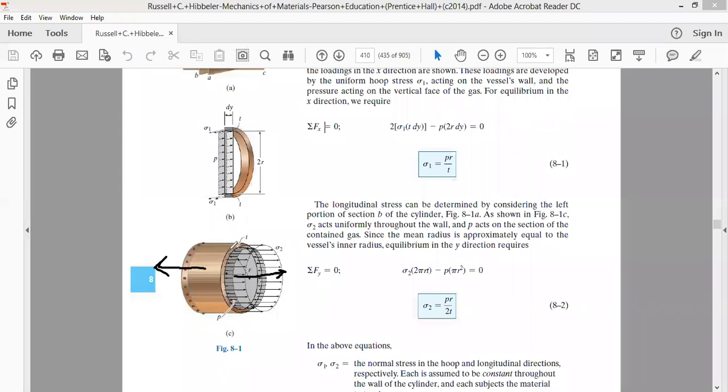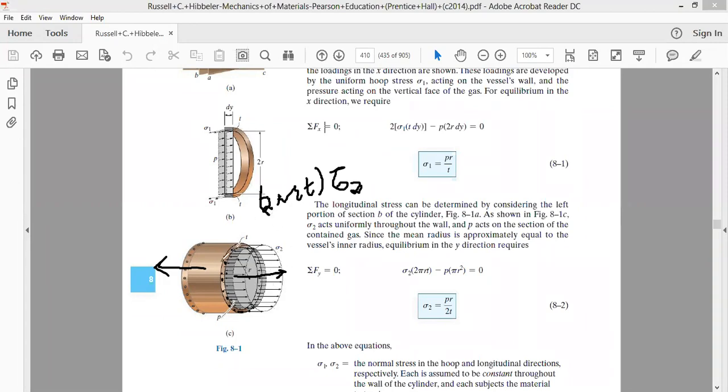So it means at this circumference, at this element, at this boundary whose thickness is t and whose area is 2 pi r into t, there will be stress created, and that stress is equal to, as is given here, sigma 2. Sigma 2 is the stress created at this boundary in order to nullify the effect of the pressure force in increasing the length. So pressure is exerting how much force?